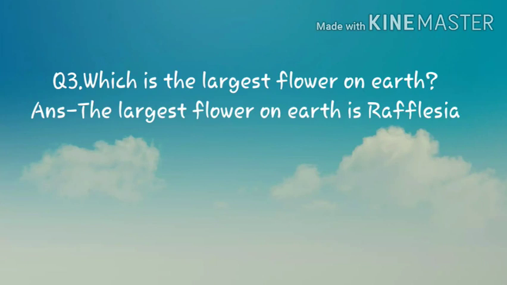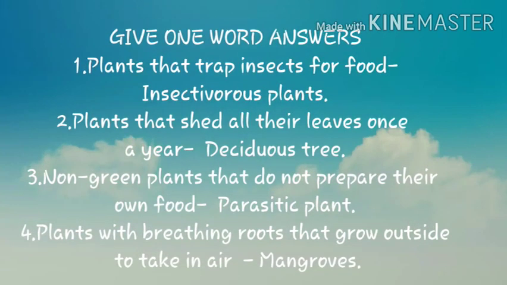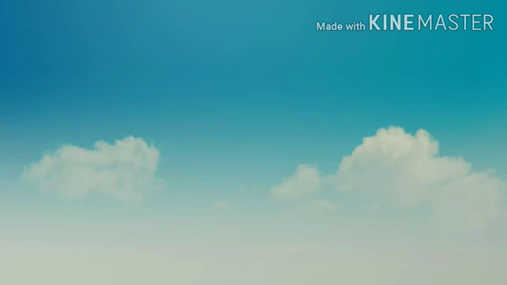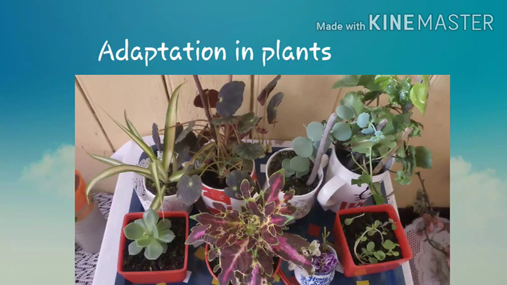Next, give one word answers. Plants that trap insects for food. Insectivorous plants. Plants that shed all their leaves once a year. Deciduous plants. Non-green plants that do not prepare their own food. Parasitic plant. Plants with breathing roots that grow outside to take in air. Mangroves. So, we have completed this chapter, Adaptation in Plants. I hope you all have understood it.